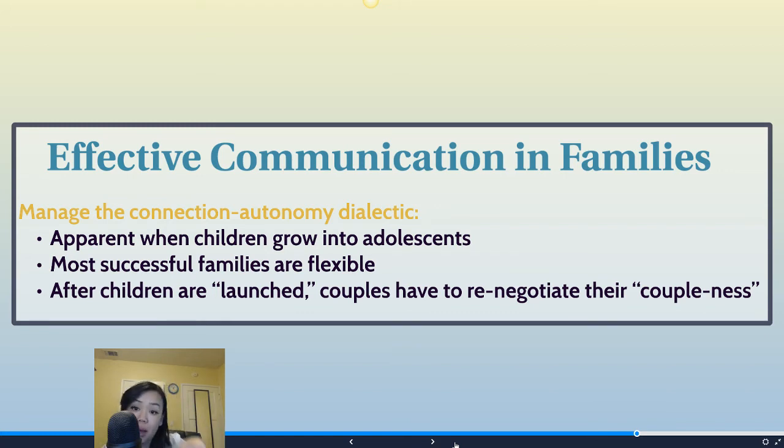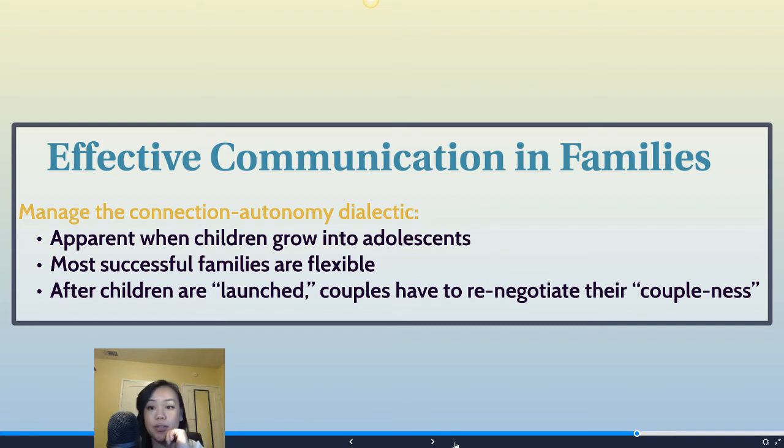But if families want to manage the connection-autonomy dialectic, what they should do is make sure that they are flexible and provide open conversation for everybody to discuss how connected they want to be to the family and how autonomous. And of course, there should be some sort of family consensus on that level of connection, right? So maybe you want to be independent and have more autonomy. However, it's still important that you are connected to us by attending Thanksgiving every year, for example.